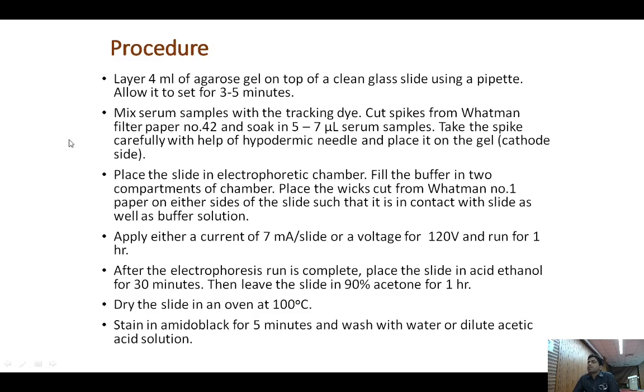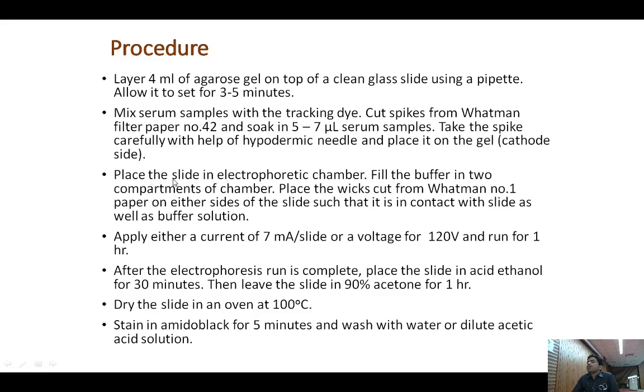Then at a separate place you have to mix the sample with the tracking dye. I told you what the utility of the tracking dye is. Then we have to cut a filter paper, Whatman filter paper number 42. Even if you don't remember, that is fine. Small spikes are cut, and the sample and tracking dye are soaked in those, and then the filter paper spikes are kept on the supporting media. You saw how we kept multiple samples.